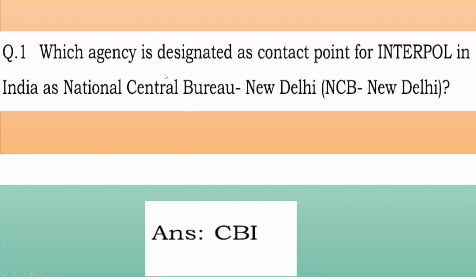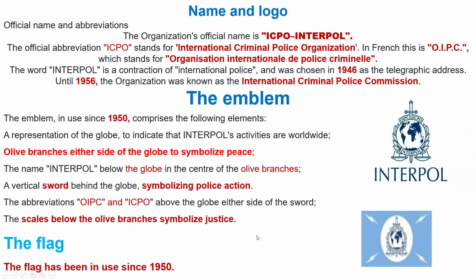Question number 1: which agency is designated as contact point of Interpol in India as National Central Bureau, New Delhi, NCB, New Delhi? So the answer is CBI is the agency. Okay. So these are the information about the Interpol. You can note down all this information about name and logo, the emblem, the flag.